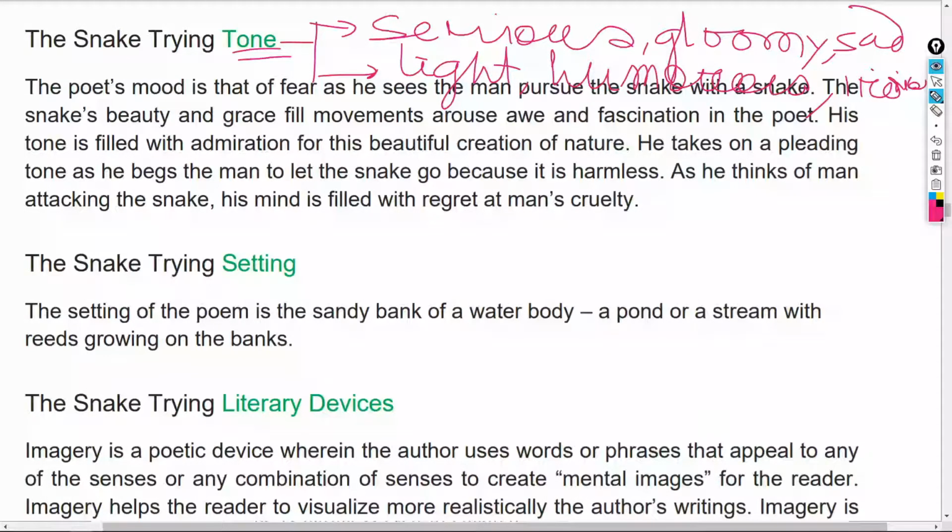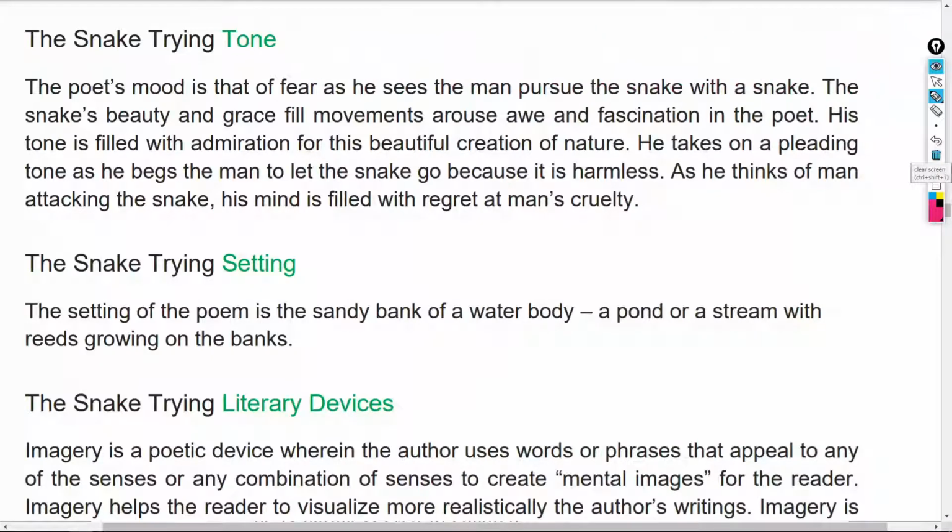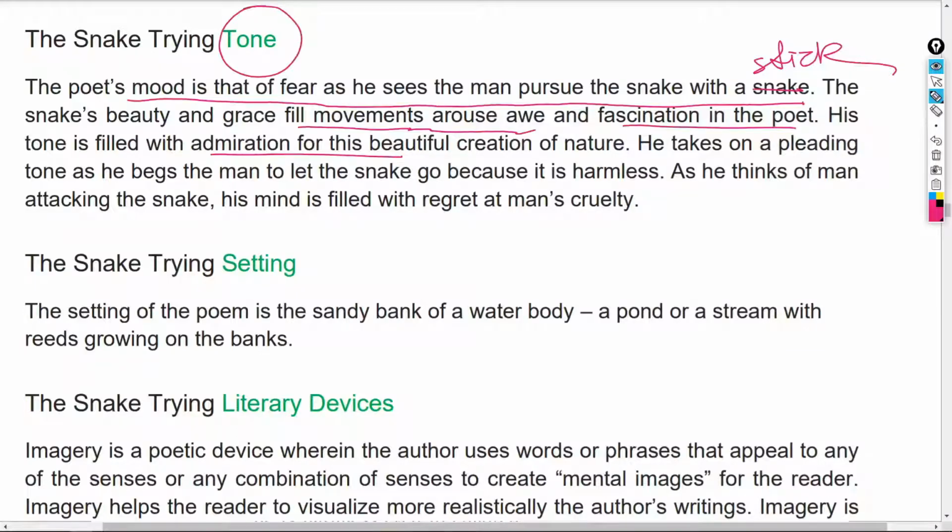Okay, therefore let us see the poet's mood is that of fear as he sees the man pursue the snake with a stick. The snake's beauty and graceful movement arouse awe and fascination in the poet. His tone is filled with admiration, okay? Admiration for this beautiful creation of nature. So in this poem, we see it is a tribute, है ना?